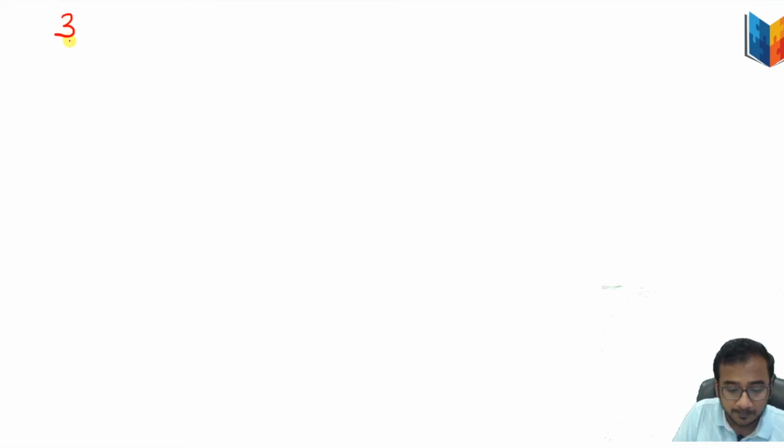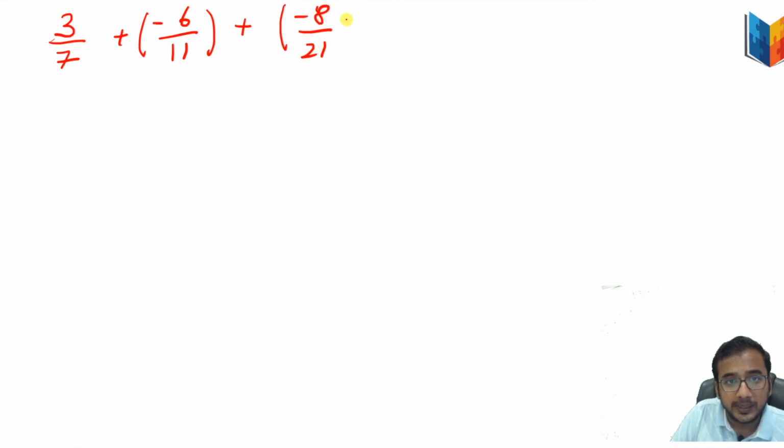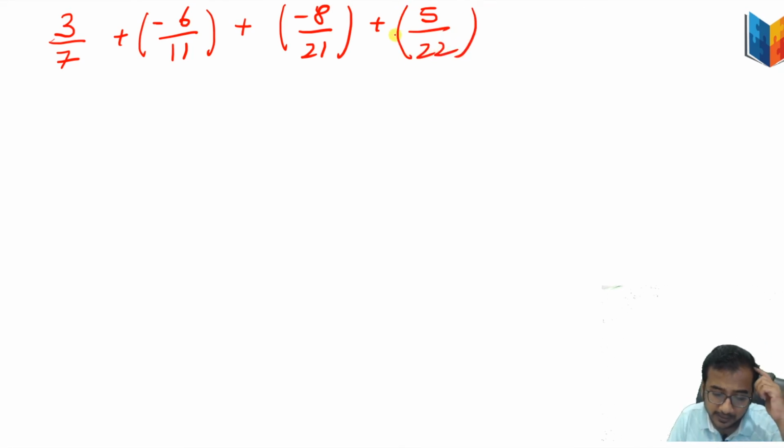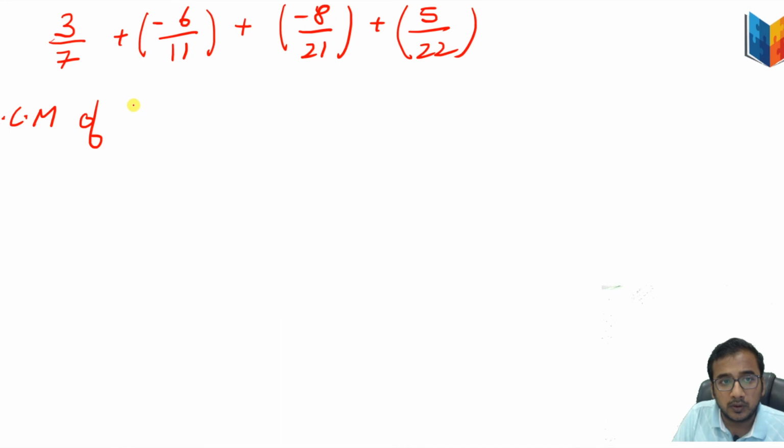So the sum is 3 by 7 plus minus 6 by 11 plus minus 8 by 21 plus 5 by 22. Suppose this is your sum. For this sum, first of all we will take out the LCM. So you all can get this type of sums. This is a little different from properties, but it is related to your syllabus only. So the LCM of 7, 11, 21 and 22 has the value 462.